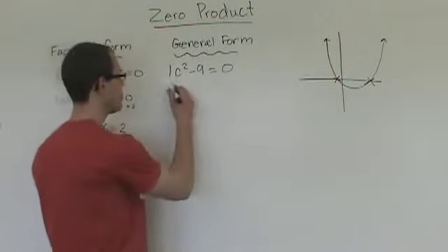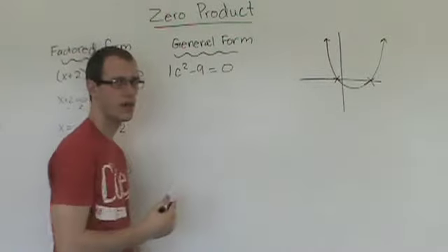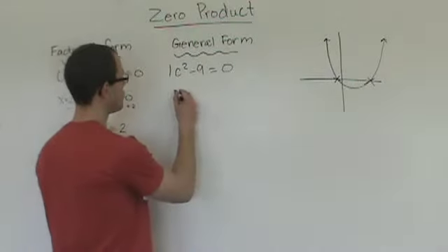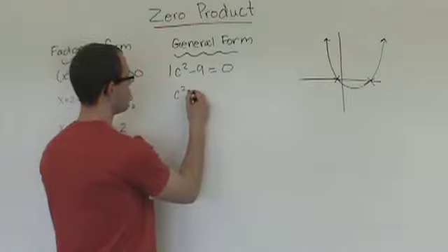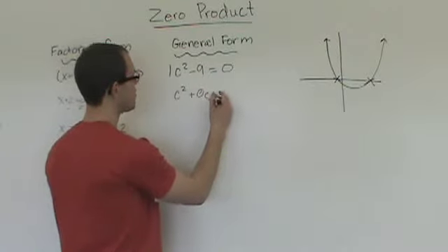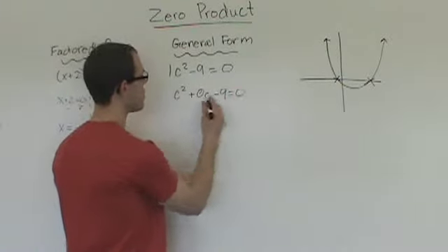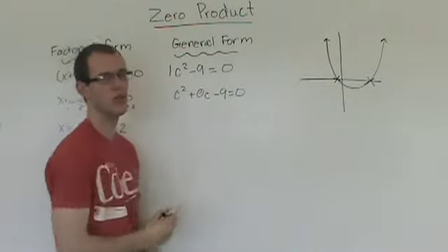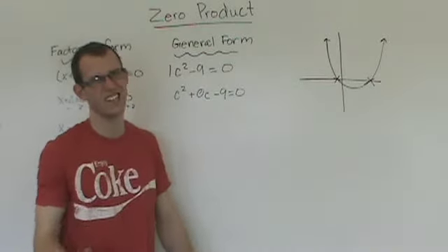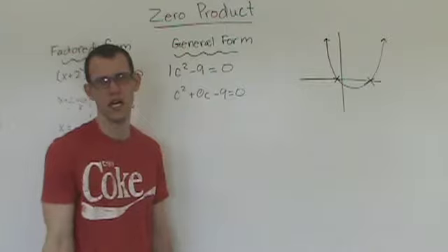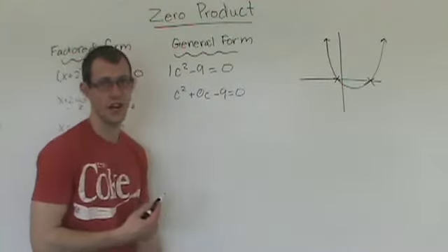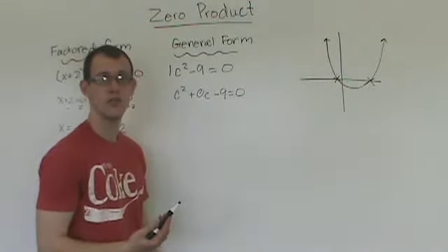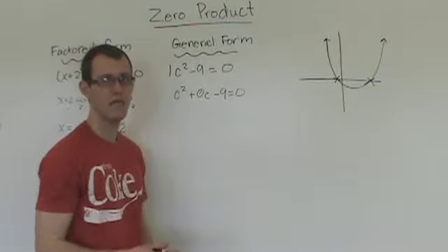Well, let's write out the full quadratic, shall we? This is actually c squared plus 0c minus 9 equals 0. So this 0c, that middle term, it was hidden from us because it's 0, so why do you write it down? We don't, but we still need to know it's there. Now you can use the diamond method.